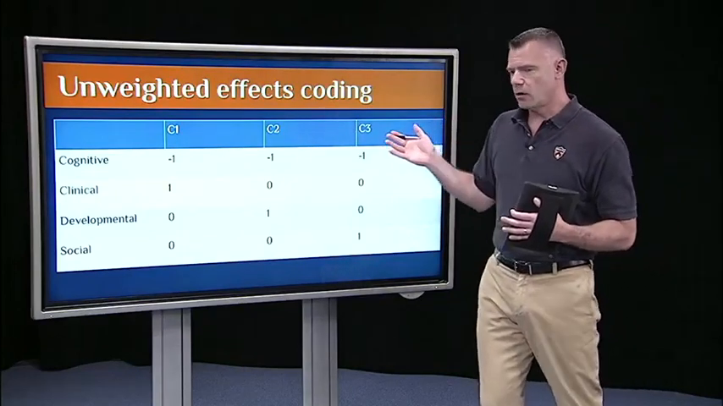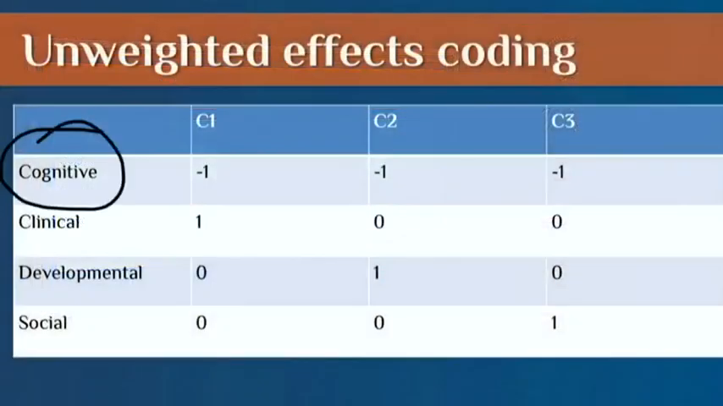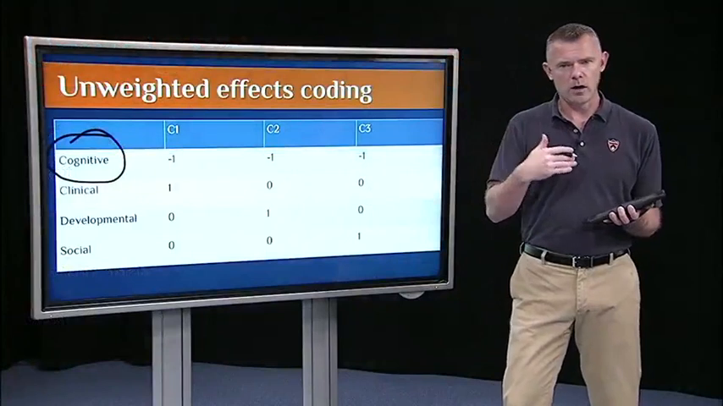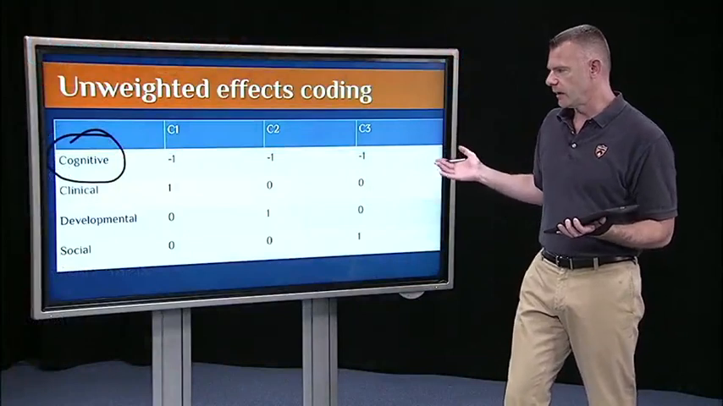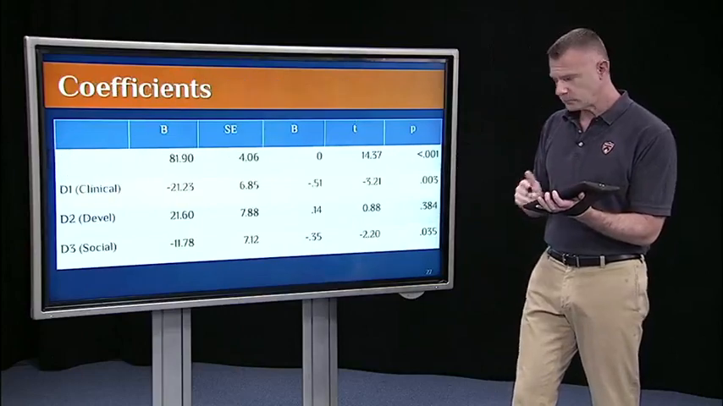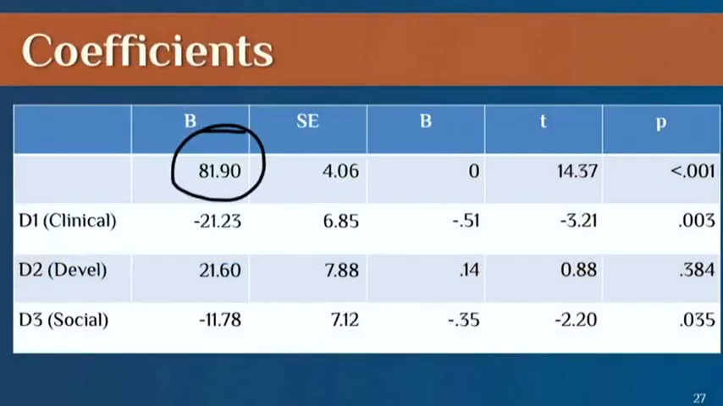So effects coding, you'll see I still took cognitive as my reference group, but now I gave them -1s across the board. And then for the rest of the codes, which I'm calling C1, C2, and C3 now to call them effects codes instead of dummy codes, now you'll see, well, what's the predicted score when all x's are 0? Well, it doesn't represent any one group, but what it does represent is the average across all these groups. So if I run that and look at the coefficients, now what's changed is the regression constant.